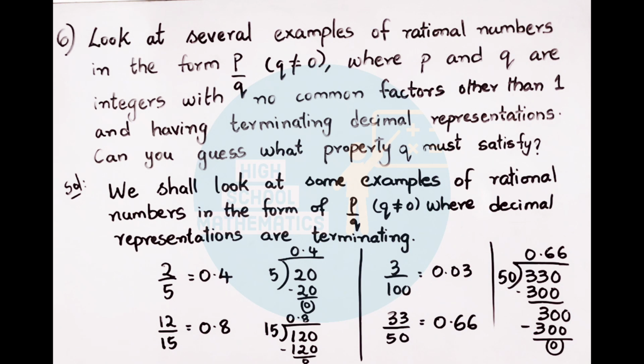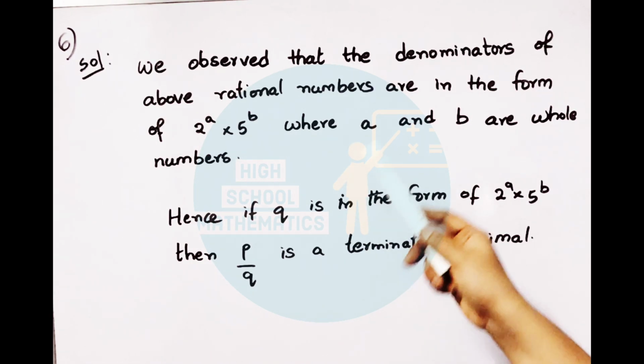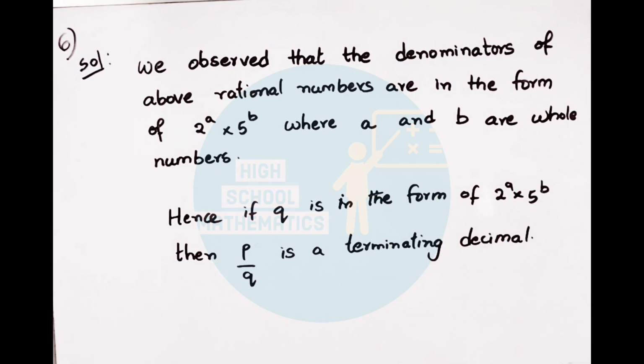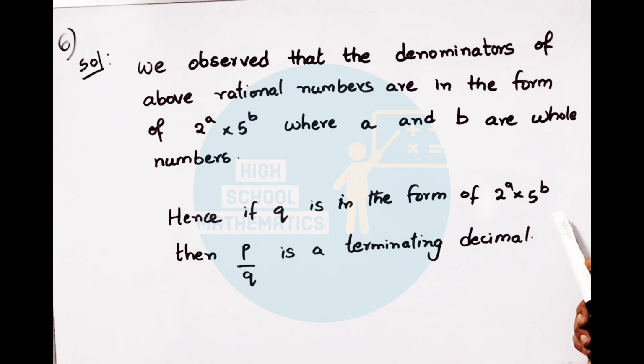All these examples are in the form of p by q, and all of these are terminating. We observe that the denominators of the above rational numbers are in the form of 2 power a into 5 power b, where a and b are whole numbers. Hence, if q is in the form of 2 power a into 5 power b, then p by q is a terminating decimal. So from the above examples, we observe that the given numbers are in the form of p by q and their expansions are terminating decimals.